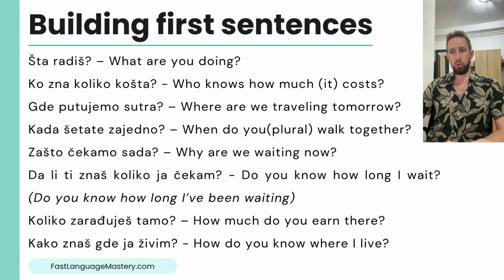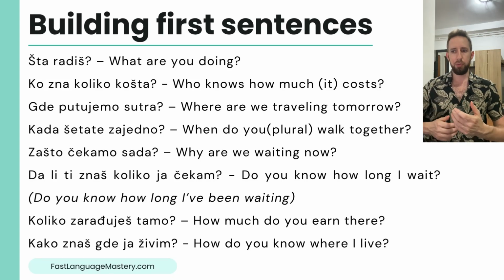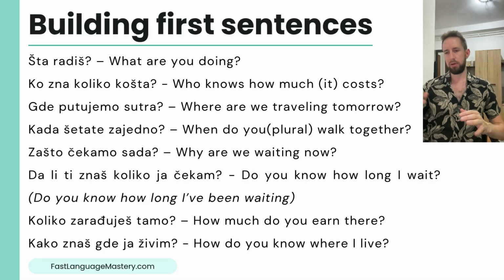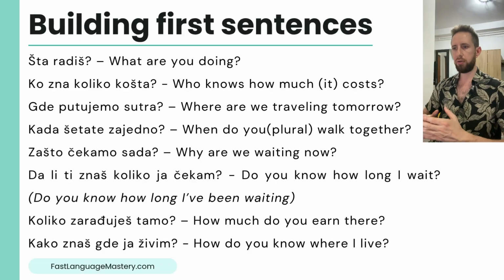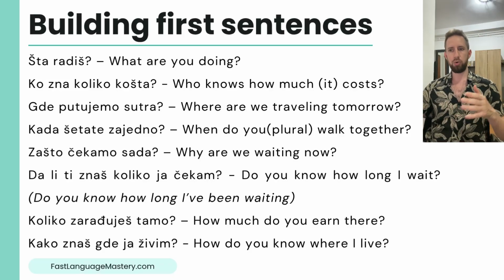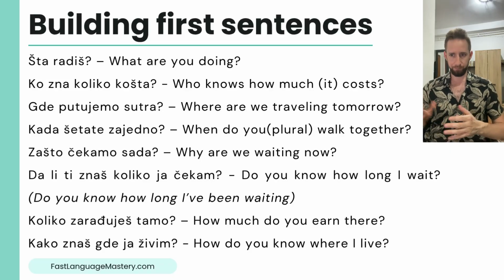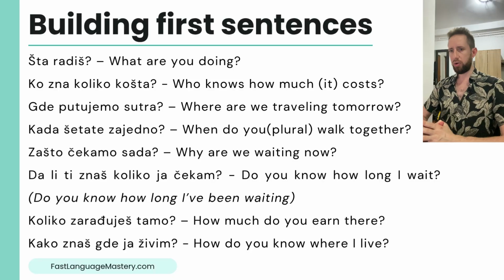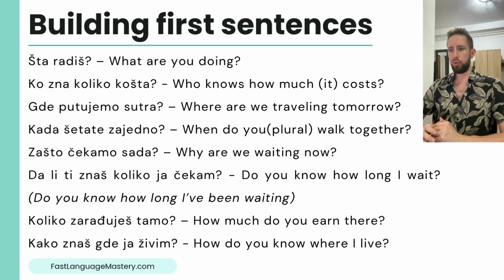Da li ti znaš koliko ja čekam? Do you know how long I wait? Or in English it would be more correct to say, do you know how long I've been waiting? Because in Serbian, there is no tense which sounds like have been in English. That's why literally we say, do you know how long I wait? Da li znaš koliko ja čekam? But in English, we would translate it as, do you know how long I've been waiting? Koliko zarađuješ tamo? How much do you earn there? Or how much are you earning there? Kako znaš gdje ja živim? How do you know where I live?